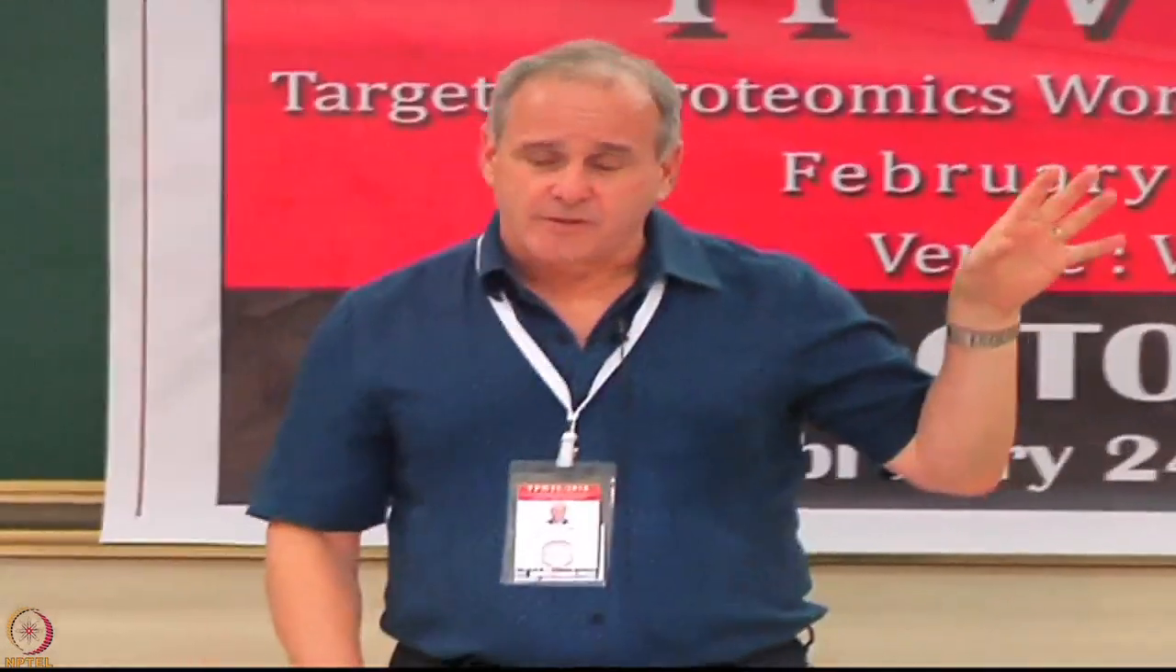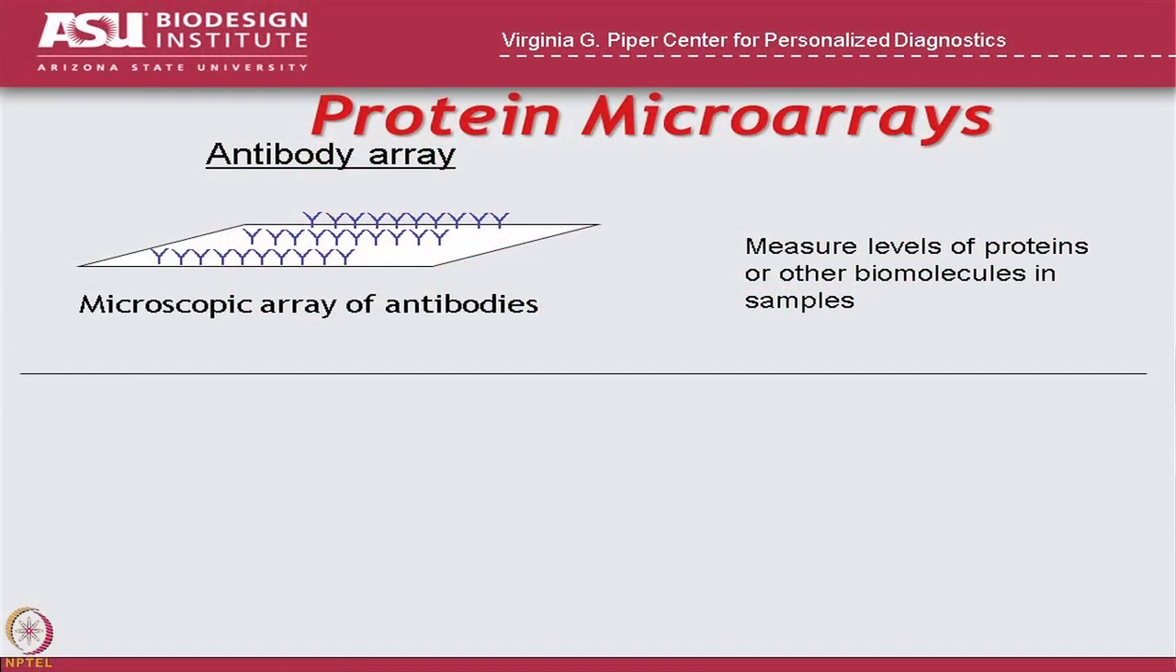Now, there are two kinds of protein arrays. The first kind, which I'm not going to spend a lot of time on, are these antibody arrays where you print an array on a microscope slide, you put antibodies down that recognize different proteins on them, and then you use those arrays to probe a sample to capture whatever proteins are in that sample as a way of measuring the levels of those proteins in the sample.